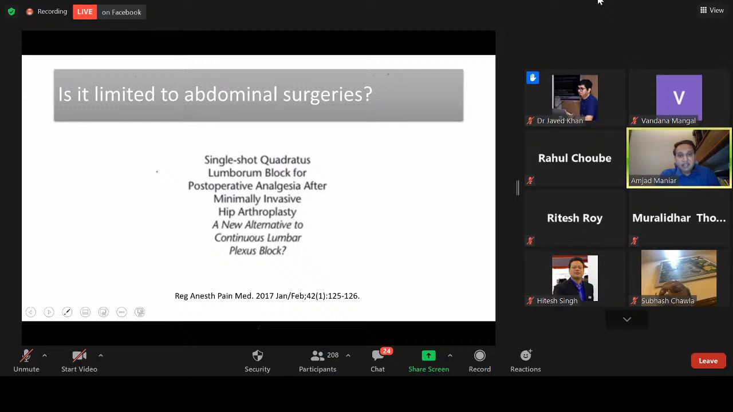Can you use it elsewhere, just like they use the quadratus lumborum block pretty much everywhere in the body? Yes, it has been used for hip analgesia, but again, this is subjective to your usage and whether you want to really use this for a hip surgery.